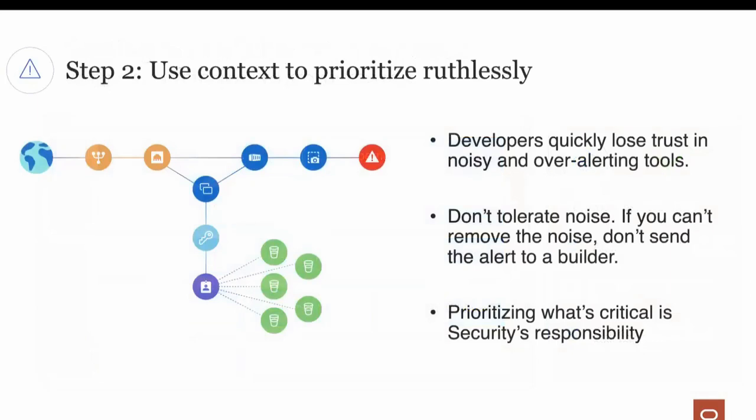Step 2, use context to prioritize ruthlessly. I mentioned vendors often say that they prioritize, they reduce noise. This is so critical to be able to do, but the way that Wiz does this differently than other solutions is by providing context.